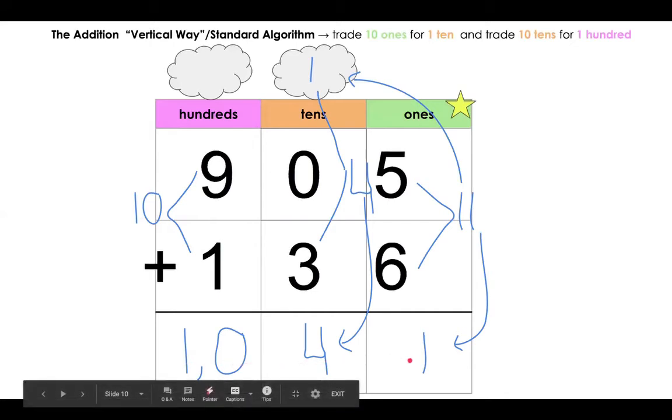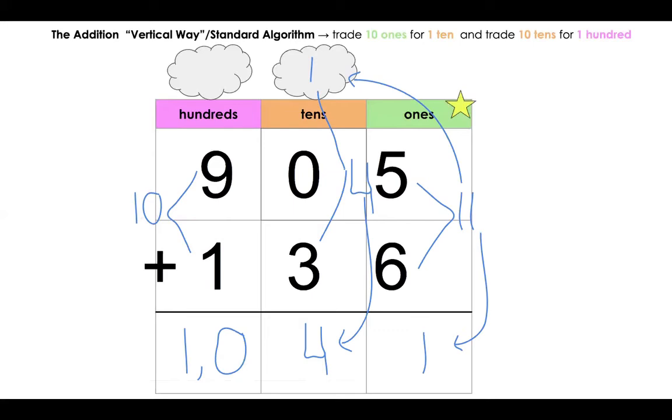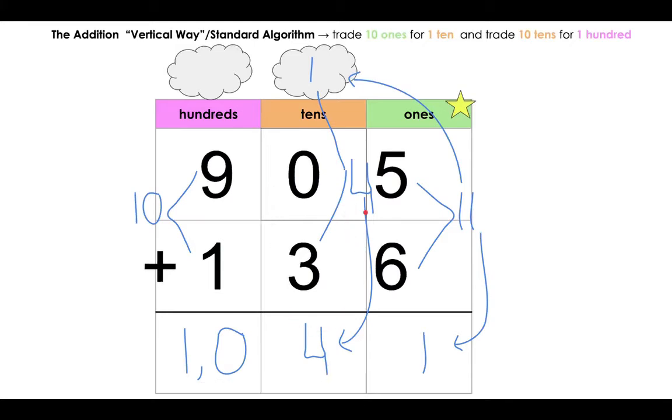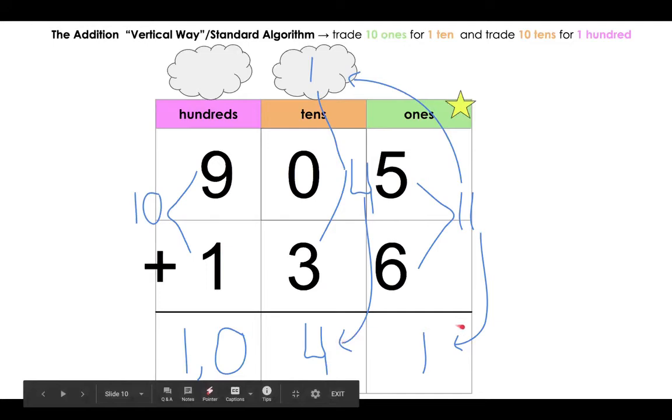Sometimes, second graders, you do not have to trade ones or tens or hundreds. Sometimes, just like what happened here in the tens column, we just have an answer of 0 to 9, and we can just go ahead and put it down.